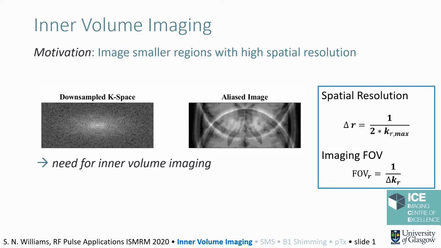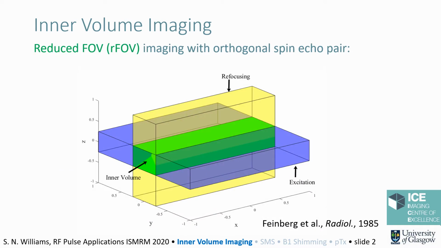Yet, by now we also know that such approaches will result in aliasing artifacts, where signal from the object out of the desired field of view wraps around into our image. Therefore, we need an alternative RF excitation-based approach such as inner volume imaging. Inner volume imaging is also sometimes referred to as reduced field of view imaging.